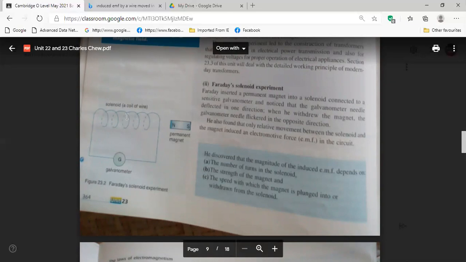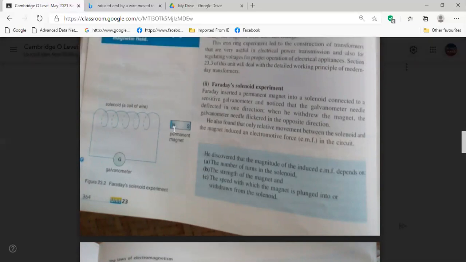Here we are having one magnet and there is a coil. Yes, sir. A coil of wire is called a solenoid, and one galvanometer. A galvanometer is a device which detects the presence of electricity. It is only detecting the presence, not measuring the amount, how much or how many amperes are there. Is it clear? Yes, sir.